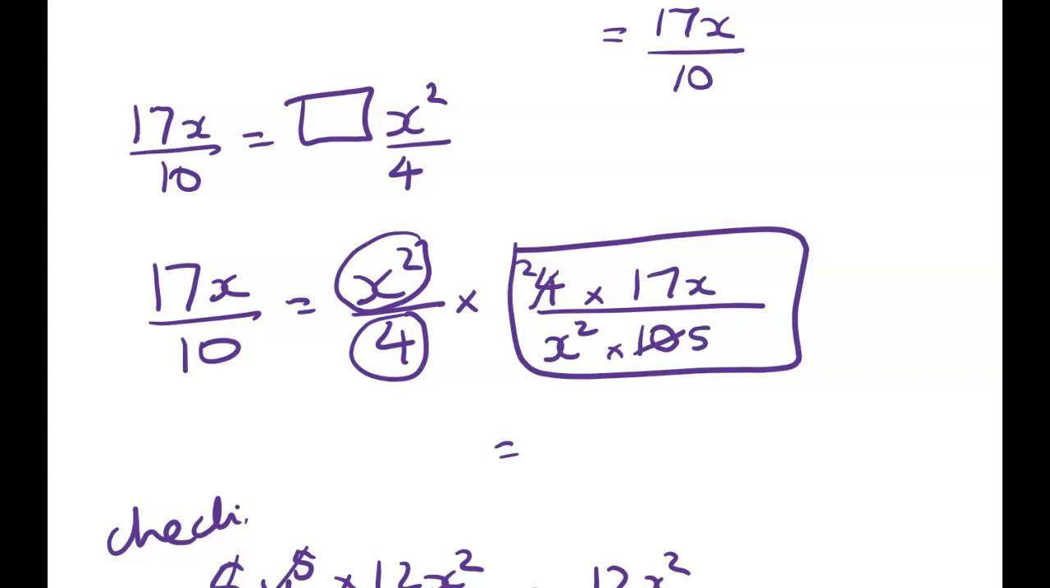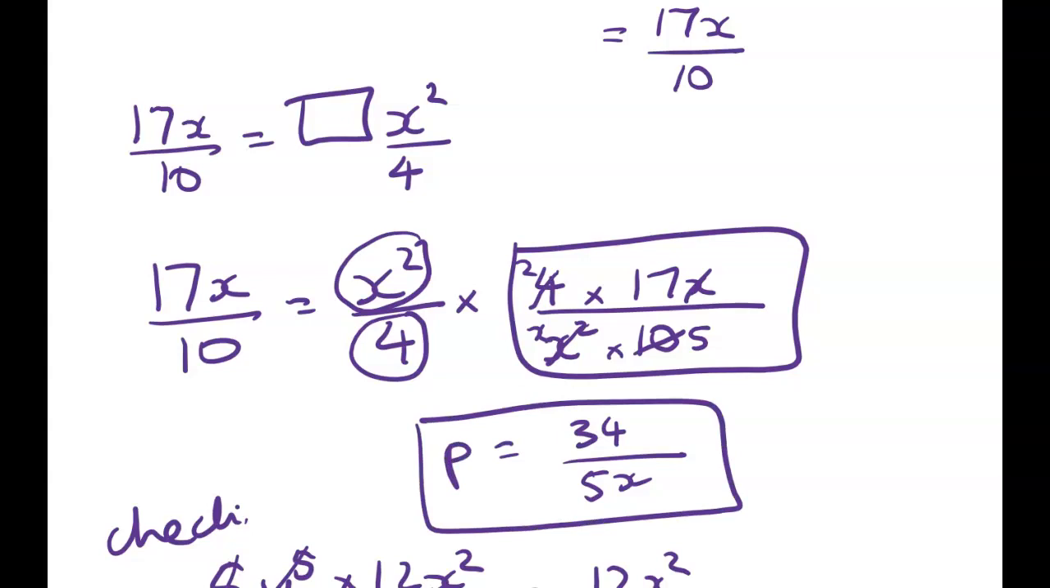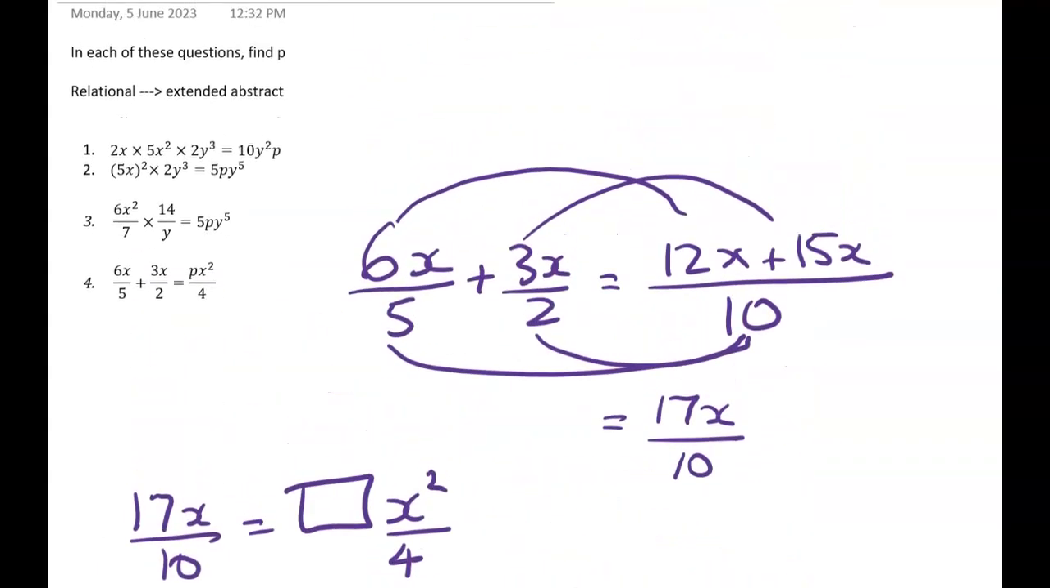2/5 here. So we get 34 over 5x, because I have x here and x squared here. So that gives me p is equal to 34 over 5x. Now let's check that when we times this by x squared on 4, we get back to the left-hand side. Remember, our target is to get 17x over 10, because we know that that's what that is. So let's try it out.